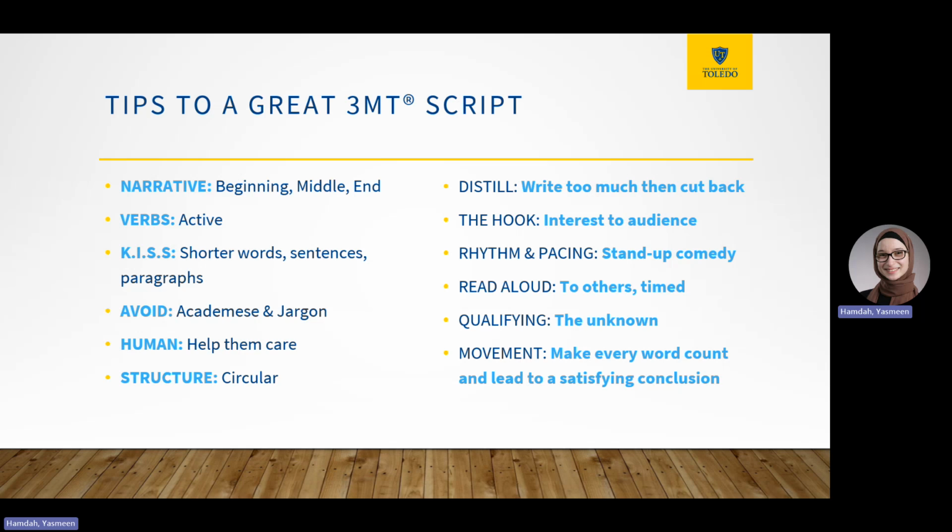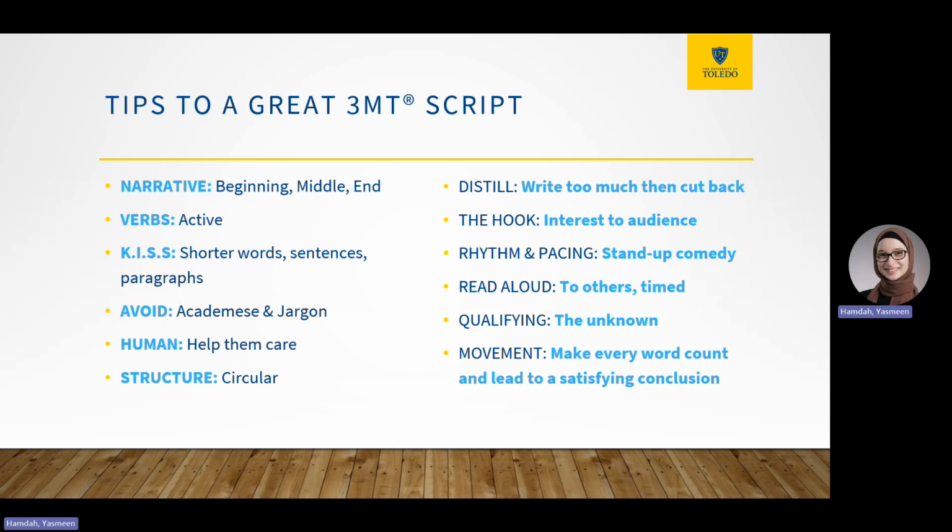And so your structure should be circular. So your beginning and end should tie into each other in some way. So as you're ending your 3-minute thesis, that should be a tie to the beginning. So whatever you mentioned in your intro, the end should also have a reference to that. So you want to be able to really make it look like a circle.